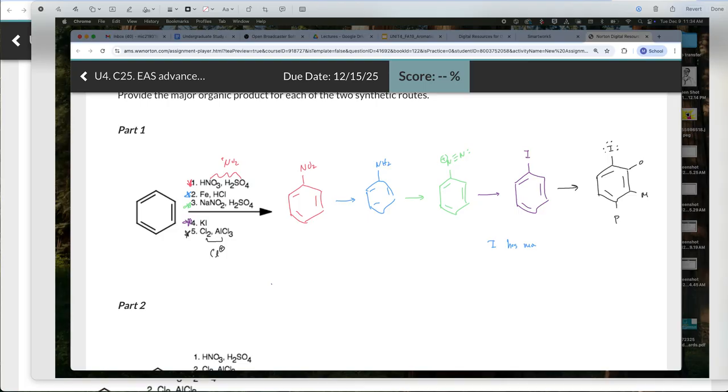For this particular scenario, which again I may or may not be able to draw here, put the chlorine at the para position. So you've got the iodine and the chlorine directly opposite each other, and that should be your answer. Does that make sense?